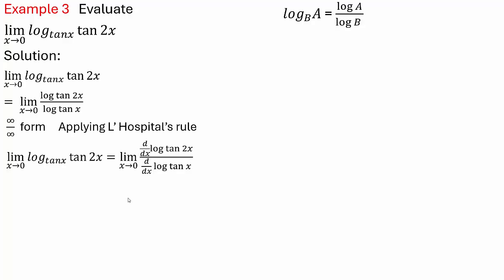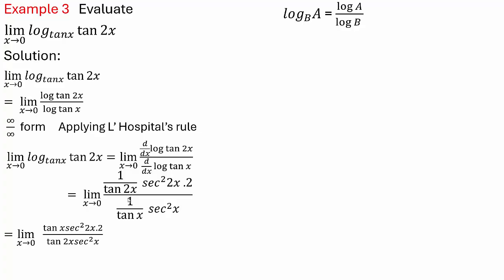limit x tends to 0 of log of tan 2x to the base tan x equal to limit x tends to 0 of derivative of log of tan 2x divided by derivative of log of tan x, which is nothing but limit x tends to 0 of 1 by tan 2x into sec square 2x into 2 divided by 1 by tan x into sec square x. If you simplify this, you will get limit x tends to 0 of tan x into sec square 2x into 2 divided by tan 2x into sec square x.